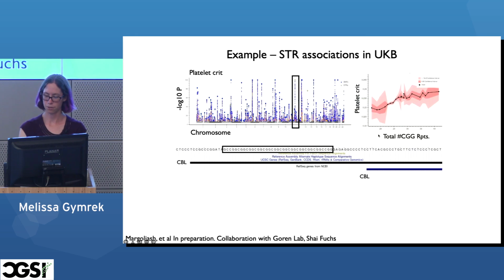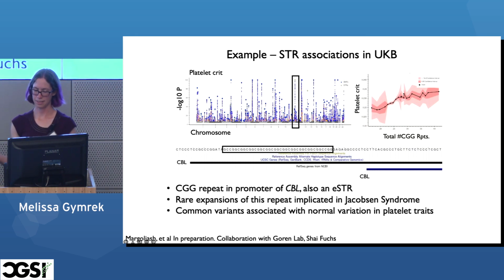If we look at total number of copies of CGG versus platelet crit, we see this really nice relationship between the two. Turns out this exact repeat has actually been implicated in a more severe disorder. If you get expansions in this repeat, that has been implicated in a syndrome called Jacobsen syndrome that in some cases involves platelet-related phenotypes, so you get giant platelets. Here we're finding that same locus, but much more modest variation among healthy individuals is causing normal variation in platelet traits in the population.